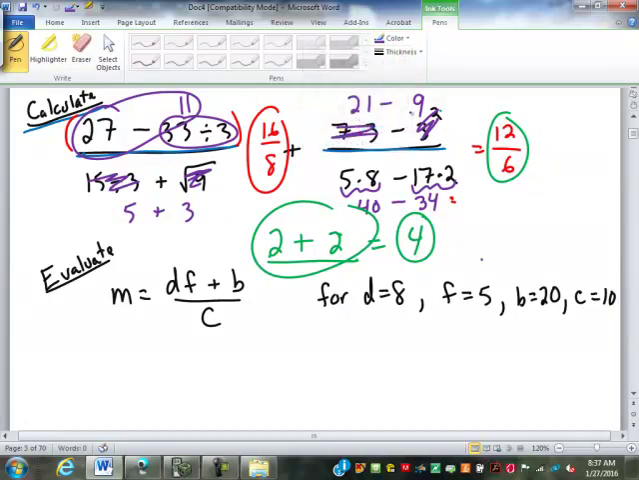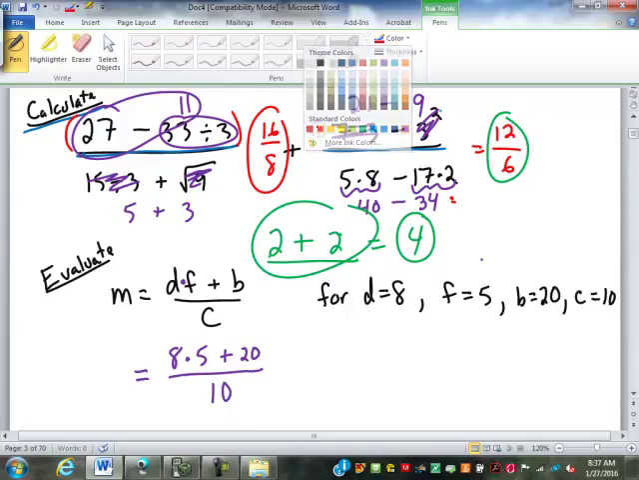Down here, M equals DF plus B over C. And we're asked to evaluate that when D is 8, F is 5, B is 20, and C is 10. First thing is, what does DF mean? It means D times F. Very good. So when we put numbers in there, we have to remember those are multiplied together. So D is 8 and F is 5, so that's 8 times 5 plus B is 20 all over 10.